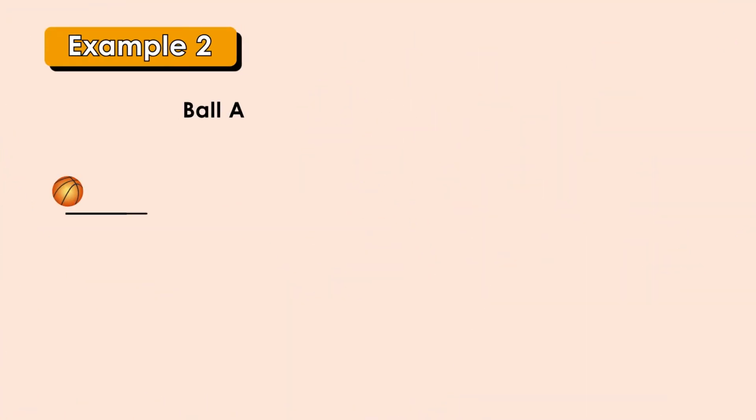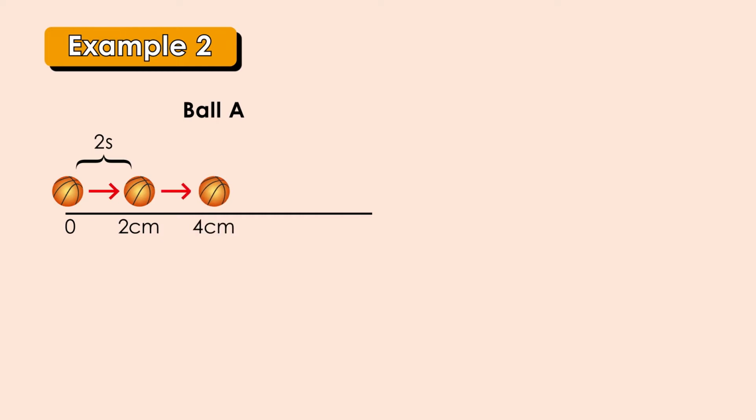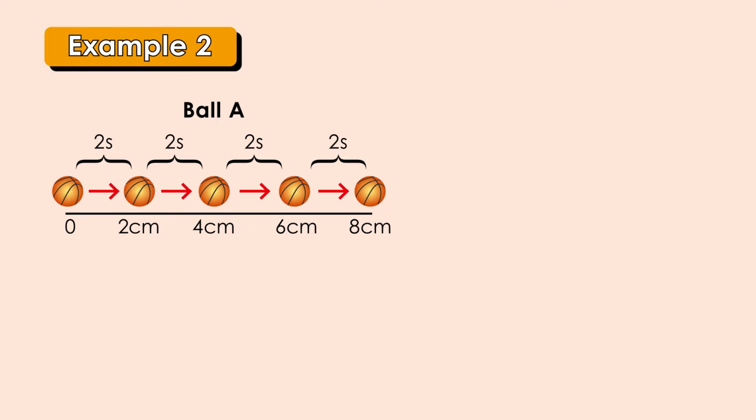What about uniform and non-uniform speed? Let's have a look at the movement of ball A in the diagram. Consider the ball moving along a straight line. What can you observe? The ball moves 2 centimeters in the first 2 seconds, 2 centimeters more in the next 2 seconds, 2 centimeters in the third 2 seconds, and 2 centimeters in the fourth 2 seconds. In this case, the ball covers 2 centimeters in each 2 seconds. So, the ball moves at an equal distance in equal intervals of time. This is said to be uniform motion.